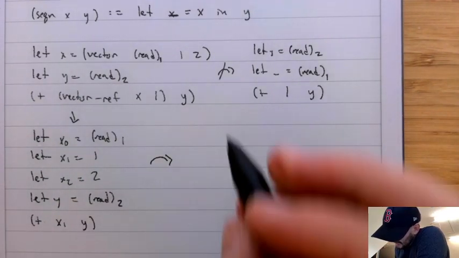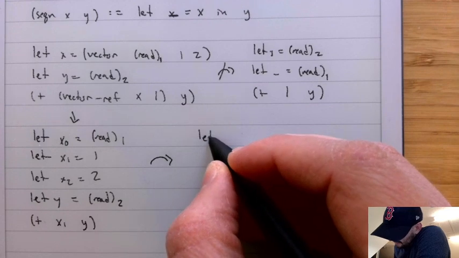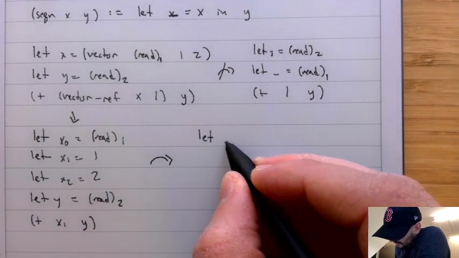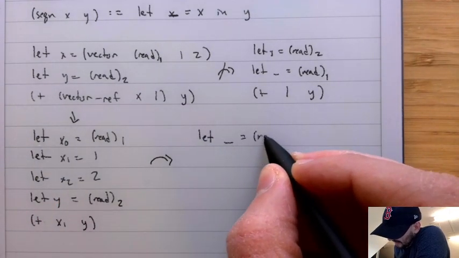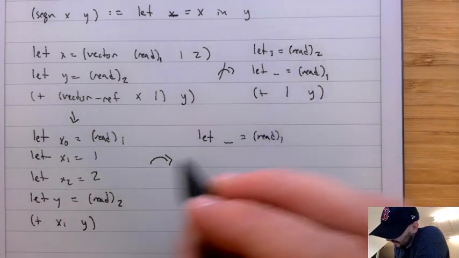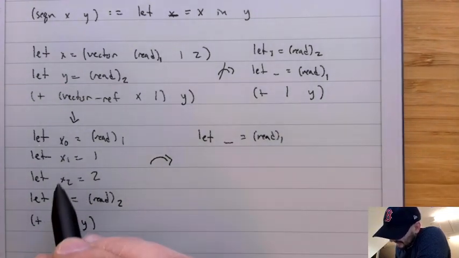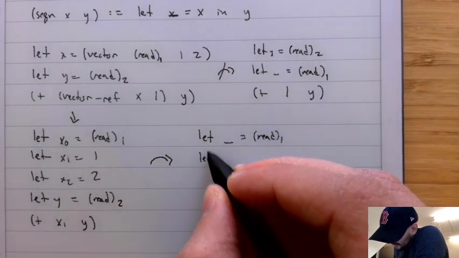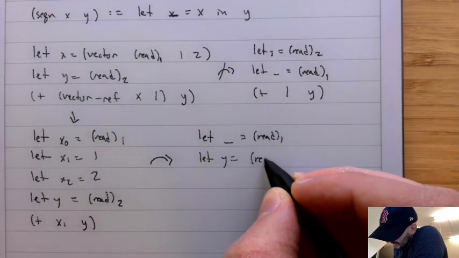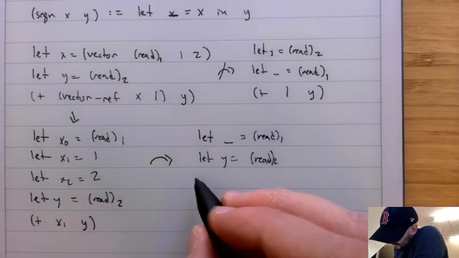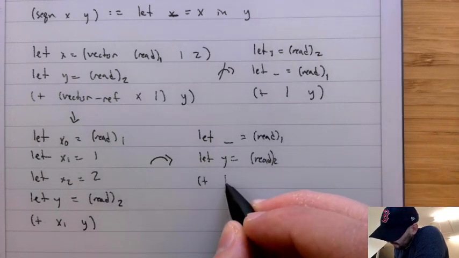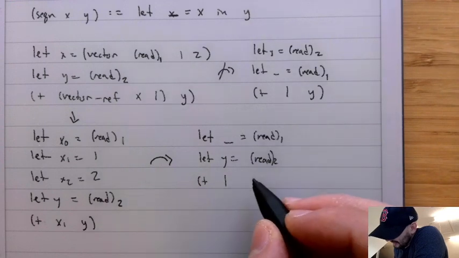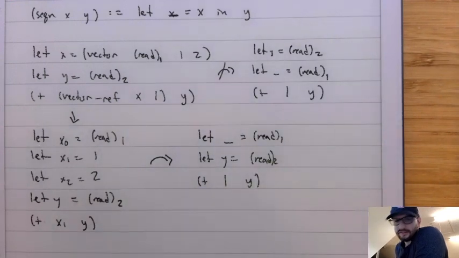And when we optimize that, what we do is we leave this x0 alone, although we note that it never gets read. So we change that into read1. This x1 we're going to inline. This x2 never gets read, so we don't even need it. And then this y remains as read2. And then we return a plus of 1, that's the x1 inlined, and then the y, which is the value right there.